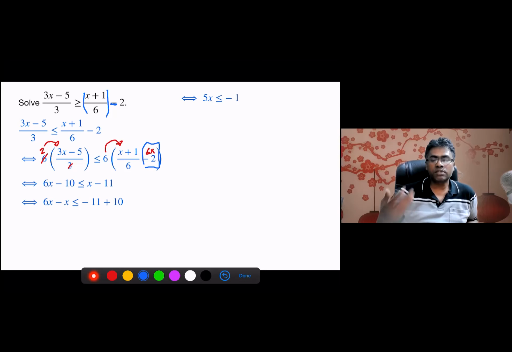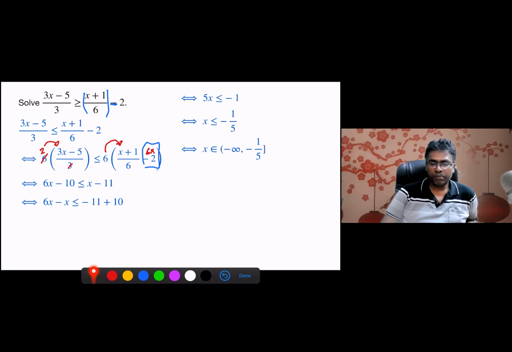So the sign of inequality remains the same. So x will be less than or equal to minus 1 by 5. Okay. So if you are using interval notation, this is how you represent. X belongs to minus infinity till minus 1 by 5. And I'm using a square bracket here to say that minus 1 by 5 is included.